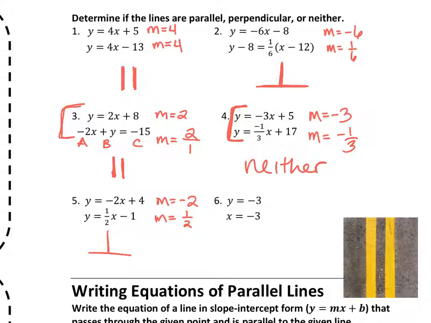Number 6 is kind of a challenge question here. Does anyone remember what kind of lines number 6 are? Ooh, this one's definitely a vux line because it starts with x equals. So if we know it's a vux line, what kind of slope does this one have? Undefined. Okay, so I'm going to write undefined down here.